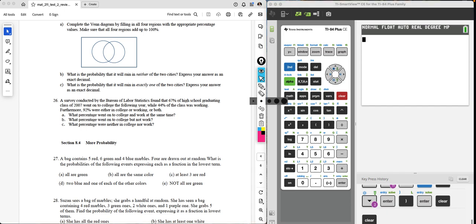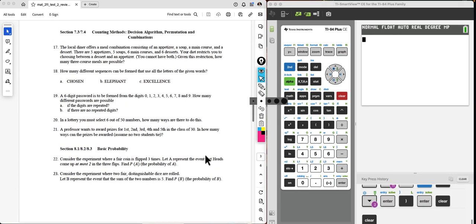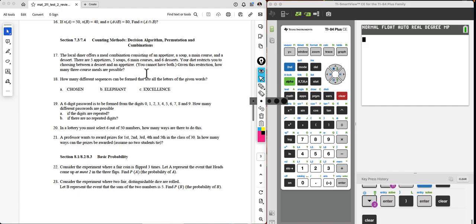Look at the calculator in doing probability type problems, combinations and permutations, those type of things. Okay, so we'll start off here, the counting methods. And remember, we had the addition rule and the multiplication rule, so we have to decide.